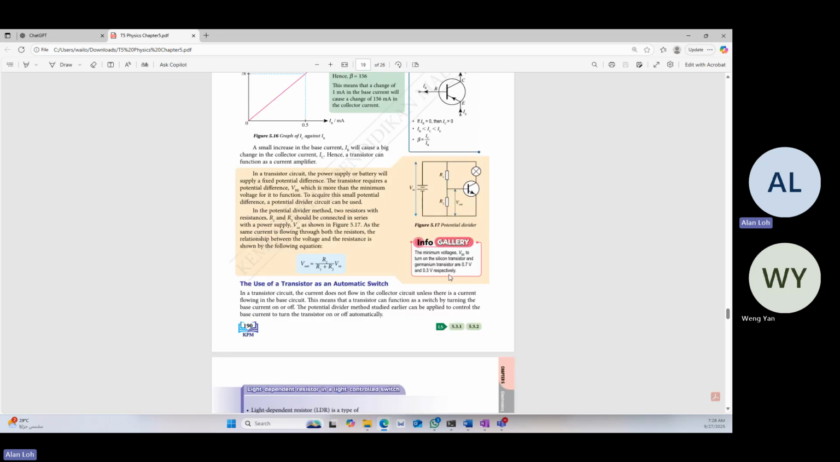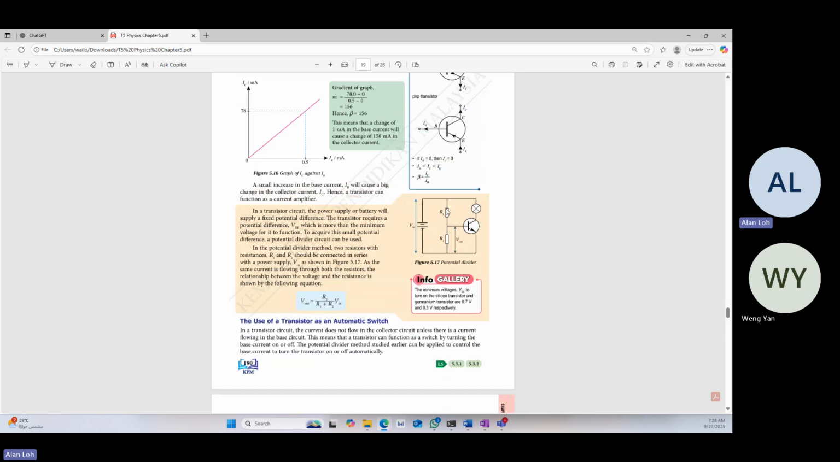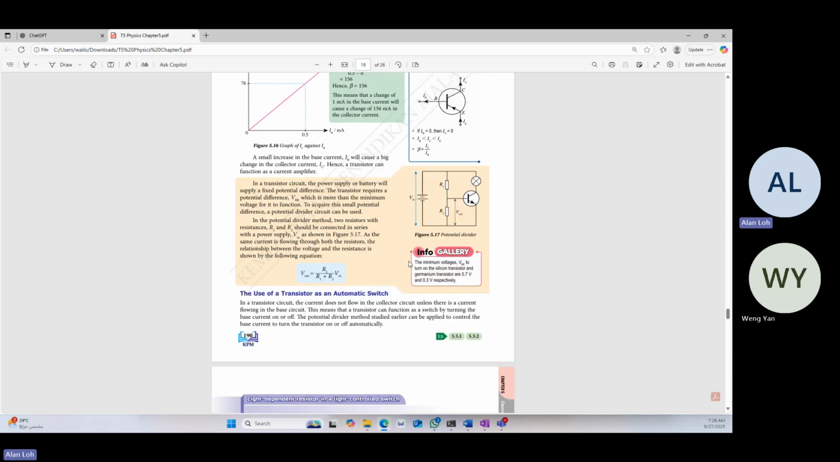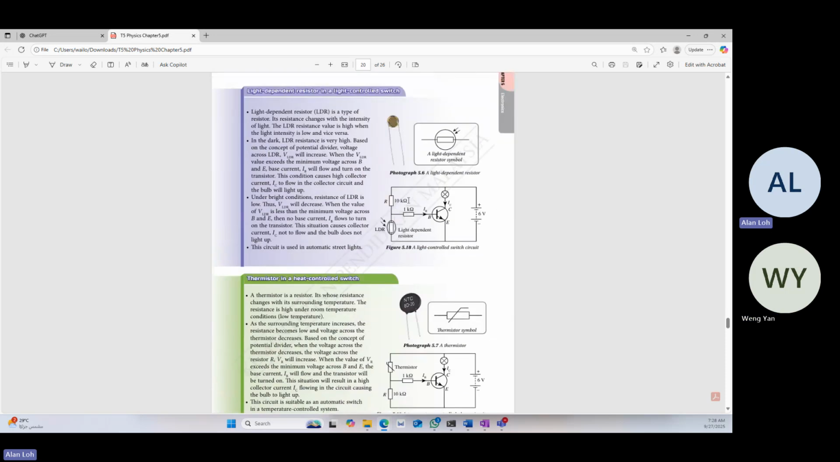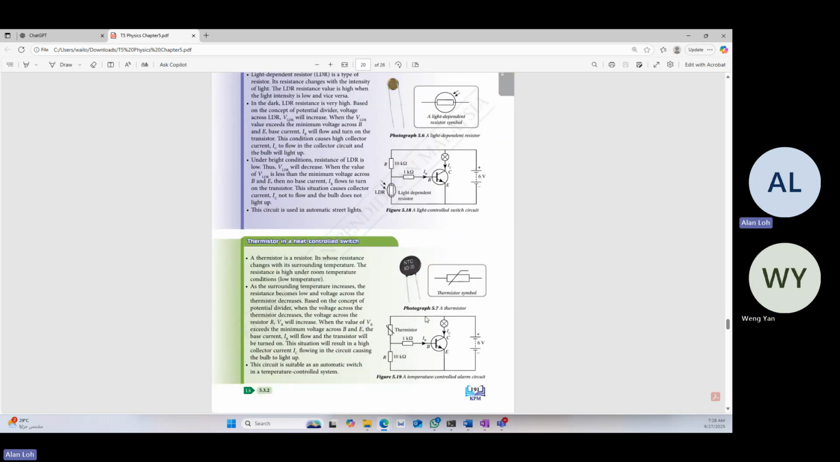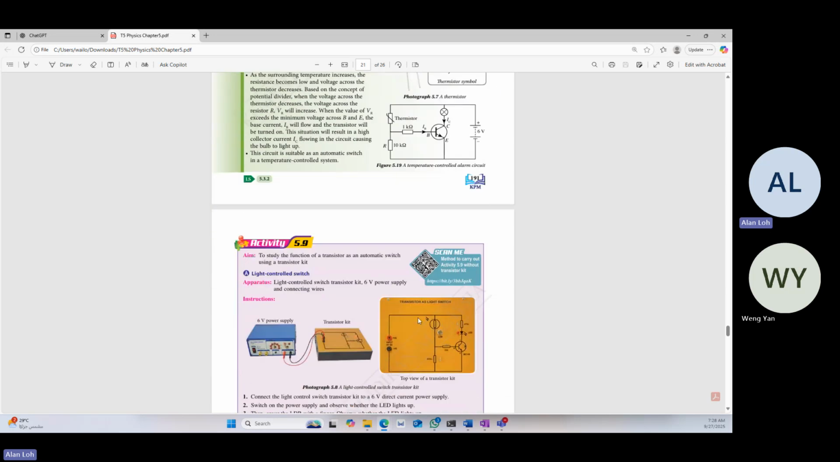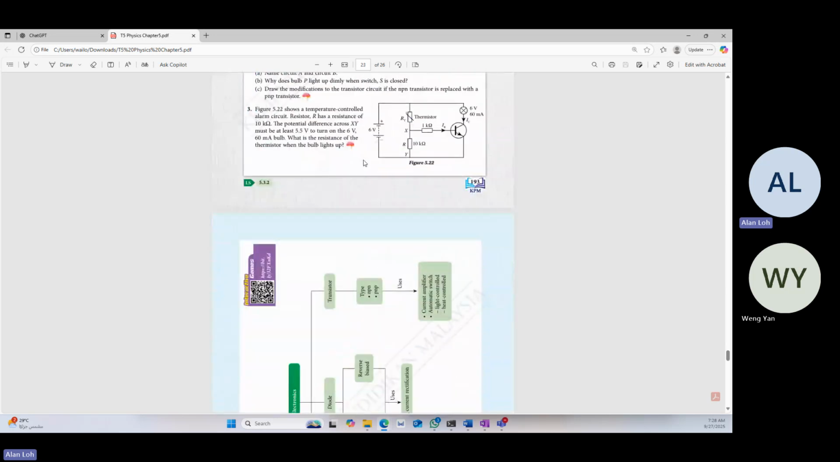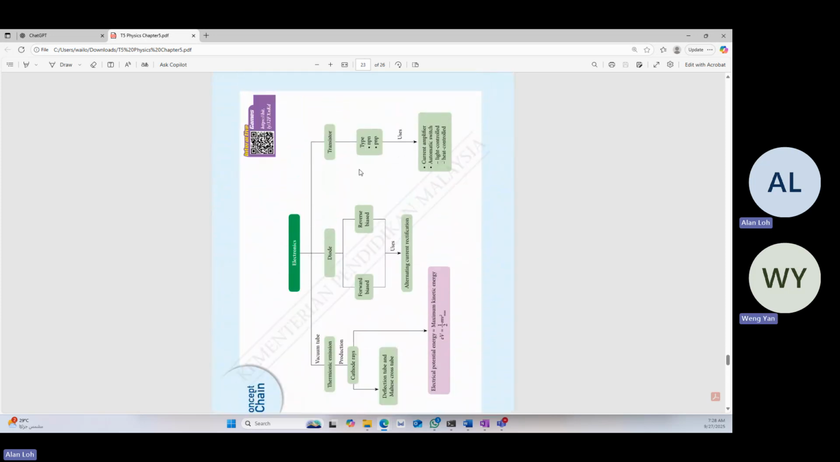But the concept here is you have one battery, and with this series setup, you are able to control the voltage that is coming out from here. And this is a very small voltage. When this very small voltage is triggered, then the big voltage will be able to flow, because that is the function of the transistor, like a switch. So that is the application. These are applications: the LDR for light, and also the thermistor for heat. And then these are the experiments, and that's it.